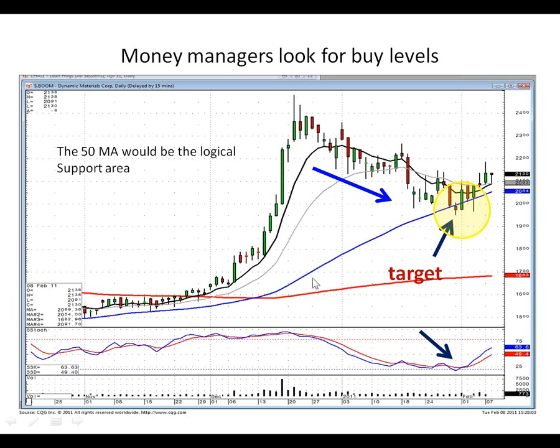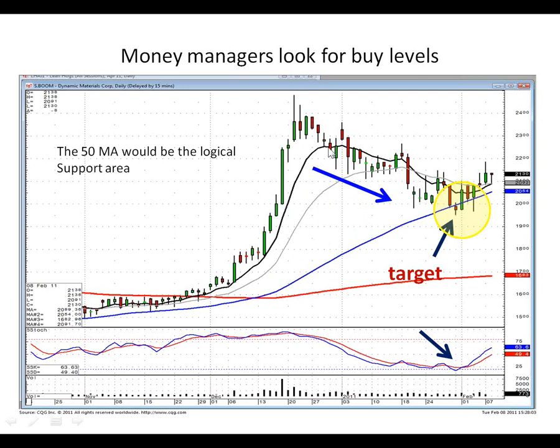Now, remember before, I said you stay long as long as you don't see a candlestick sell signal and a close back below the T-line. However, there's a caveat to that, which is the further away you move from the T-line, like any moving average, the higher the probability it's going to come back and test the T-line.